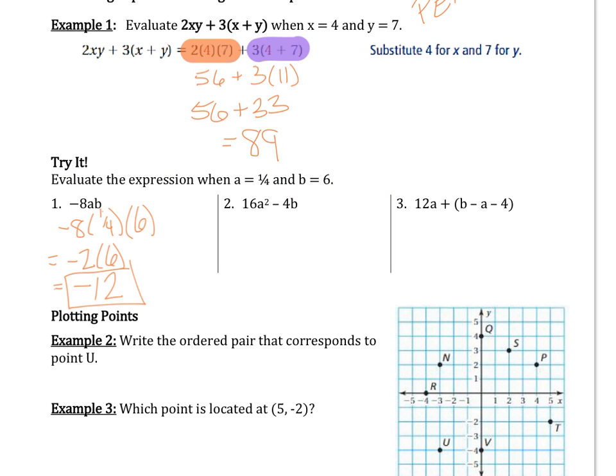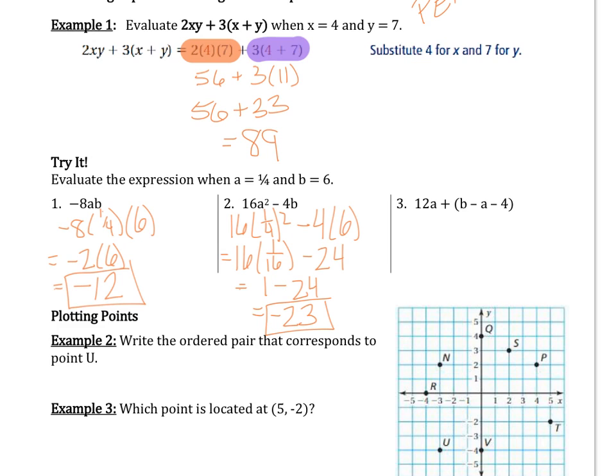Now the first one's relatively simple. You have negative 8 times a times b, and they're telling us that for each one of these, a is 1/4 and b is 6. Now, since you're just multiplying, multiplication is commutative, so you can do it in any order you choose. But the way it's lined up is actually pretty convenient, because if we have negative 8 times 1/4, remember that's the same as saying negative 8 divided by 4. So that, of course, gives us negative 2, and then finally negative 2 times 6 is a negative 12.